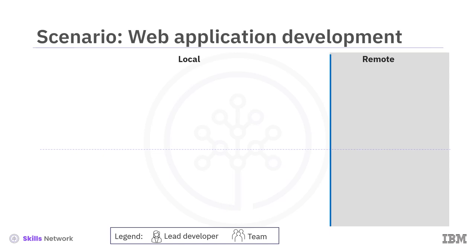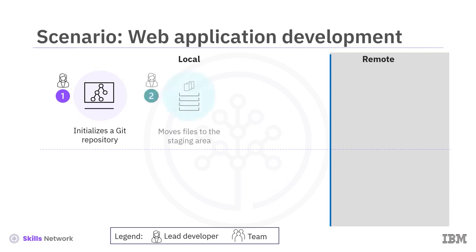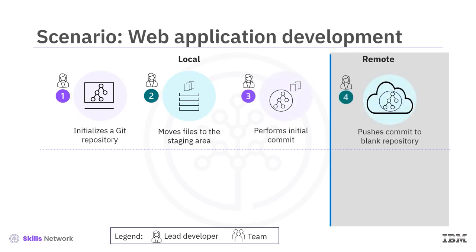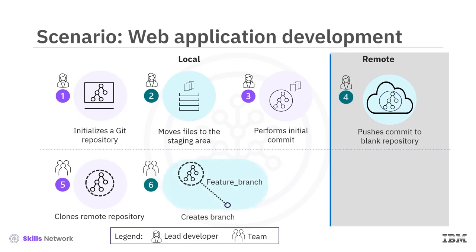Let's understand the workflow better with a use case. A company assigns a team of developers, testers, and product manager to a new web application development project. Anne, the lead developer, initializes a Git repository in her working directory. She creates project files, moves them to the staging area, and does the initial commit. She then pushes the commit to a blank remote repository she created. All developers clone the remote repository and start working on it by creating branches.